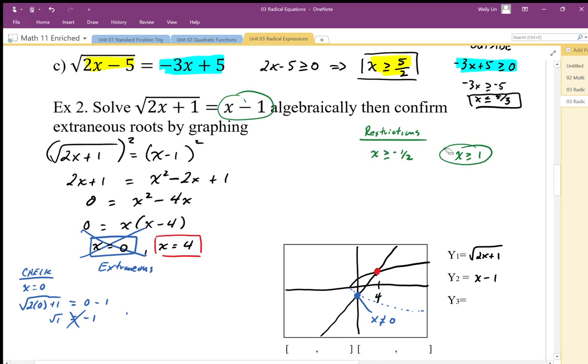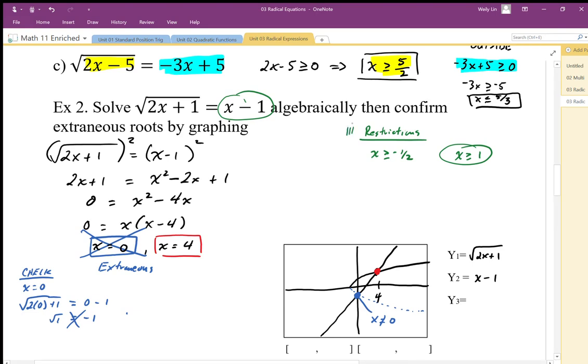Well, 4 passes both of these restrictions. It's bigger than negative 1/2, bigger than 1. But 0 does not pass that restriction. It is not bigger than 1. And so it fails the domain restrictions of x. So that would be the third way we can confirm it.